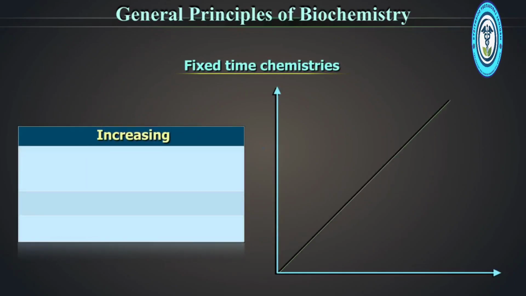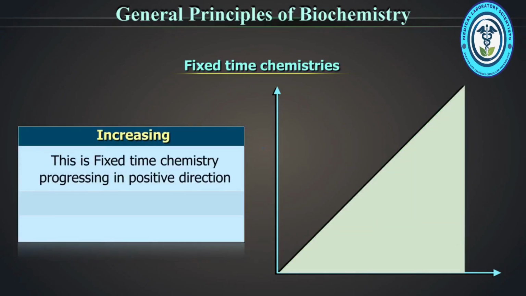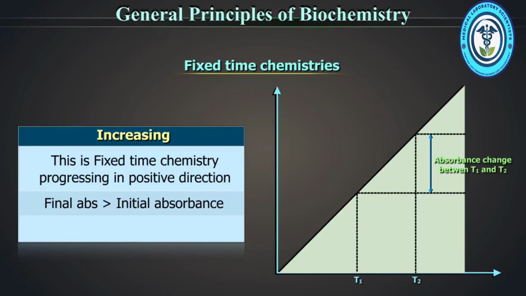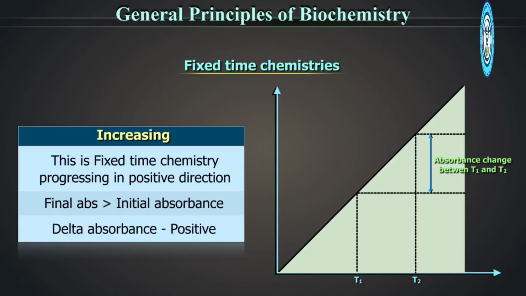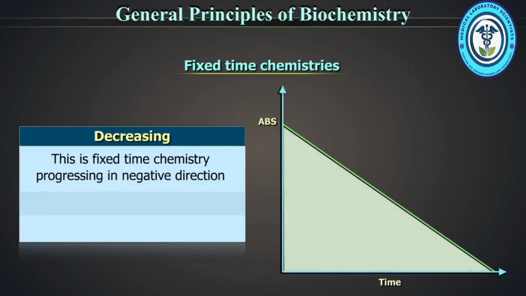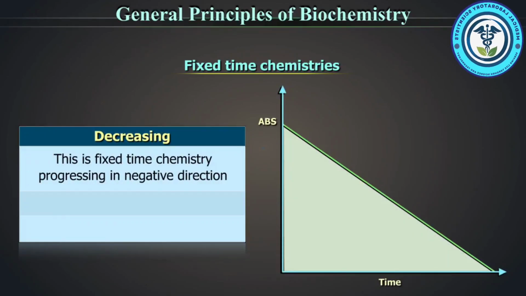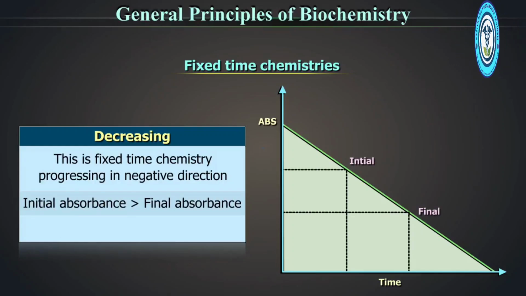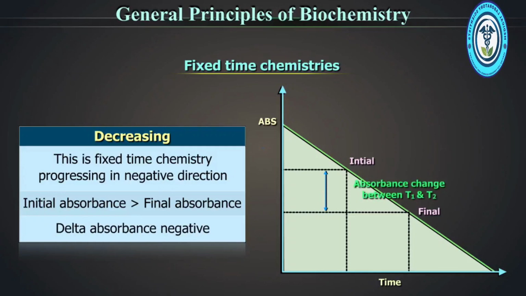A. Increasing type. This is fixed time chemistry progressing in a positive direction. The final absorbance is greater than the initial absorbance. Therefore, the difference between the final and initial absorbance, called delta absorbance, is always positive. B. Decreasing type. This is fixed time chemistry progressing in a negative direction. Here, the initial absorbance is greater than the final absorbance. Therefore, the difference between the final and the initial absorbance, called delta absorbance, is always negative.